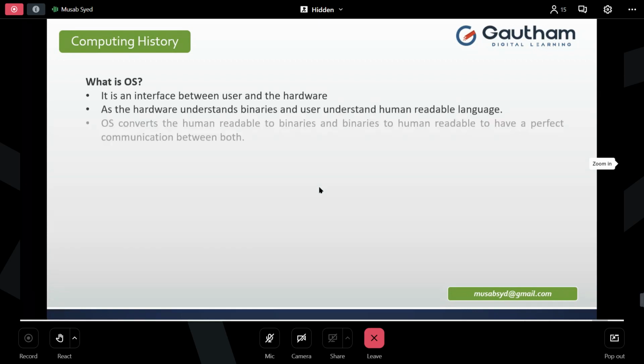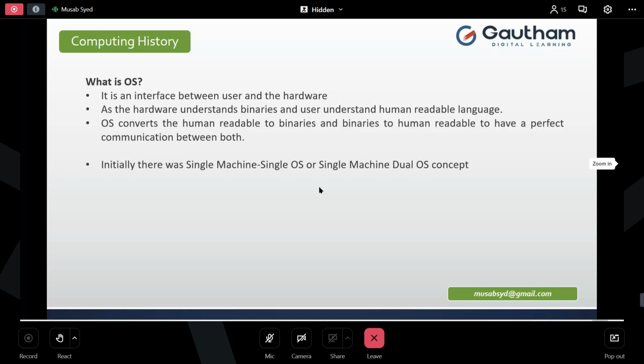Now, when the operating system was introduced, we used to work with a single machine and a single OS, or maybe a single machine with dual OS, but still only one can be accessible at any time. Suppose you have installed Windows and also Linux. At a time, either you can work with Windows or with Linux, but you cannot use both at the same time. So basically, one OS at a time.